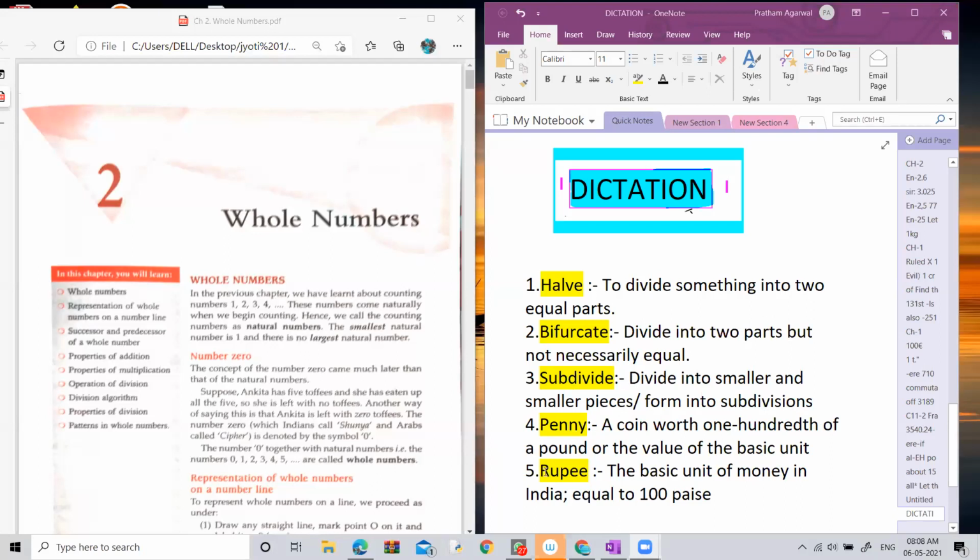Okay. Now the last word is rupee, RUPEE. It means the basic unit of money in India, equal to 100 paisa, as you all know. So please, children, if you have done wrong, please correct it. And if you want, you can write the meaning of these words also. So it will increase your vocabulary. If you want, you can take a screenshot or you can write it down.